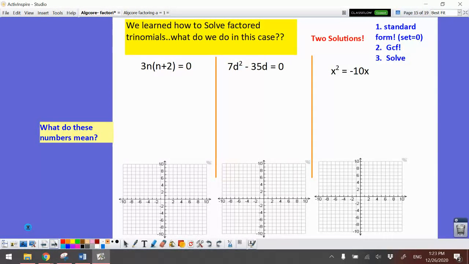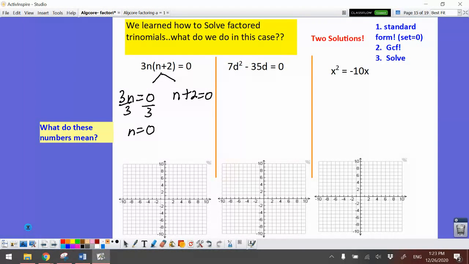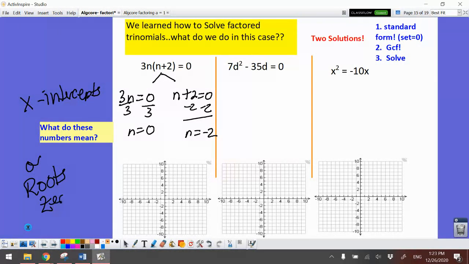So I see that I already have this one factored. So this allows me to break into two equations. I have 3n equals 0, and I have n plus 2 equals 0. So two equations. Well, this one's pretty easy. I divide by 3, so n is going to equal 0. This one, I need to subtract 2, so n would equal negative 2. And what these numbers are, they are x-intercepts or the roots or zeros of the quadratic function.